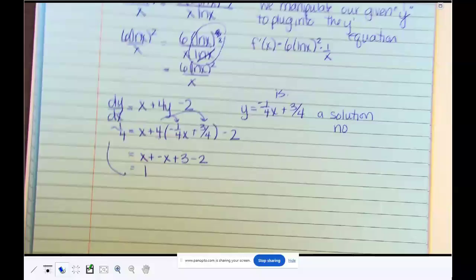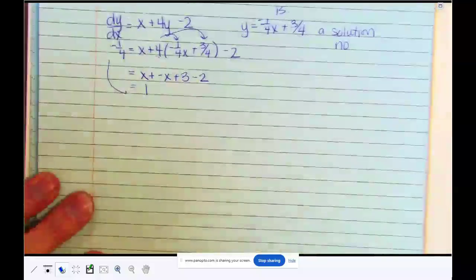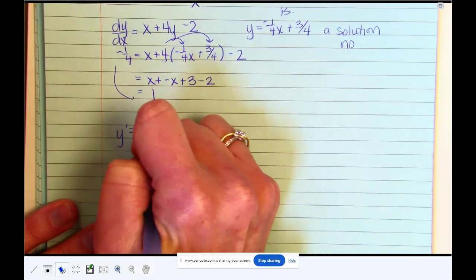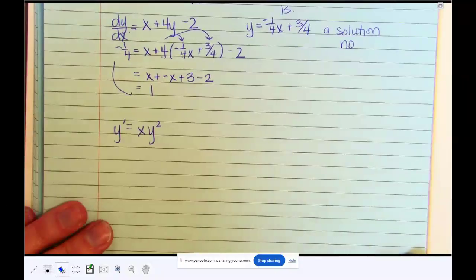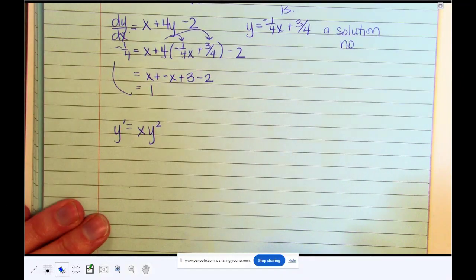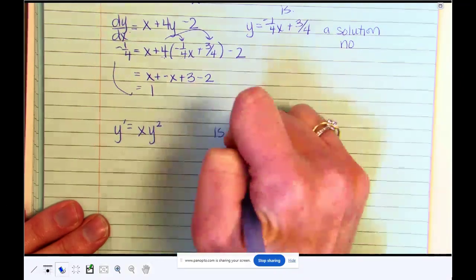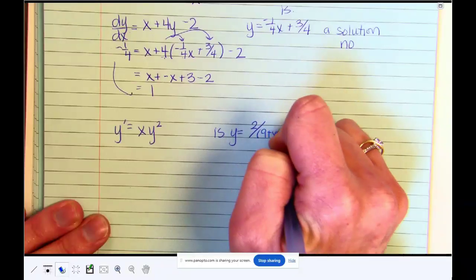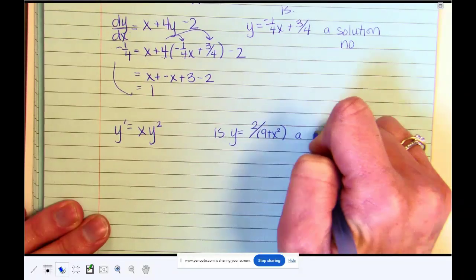Okay, so let me show you another one. I'm going to show you two more. So this one says y prime is equal to x times y squared. And so the question is, is y equals 2/(9 plus x squared) a solution?